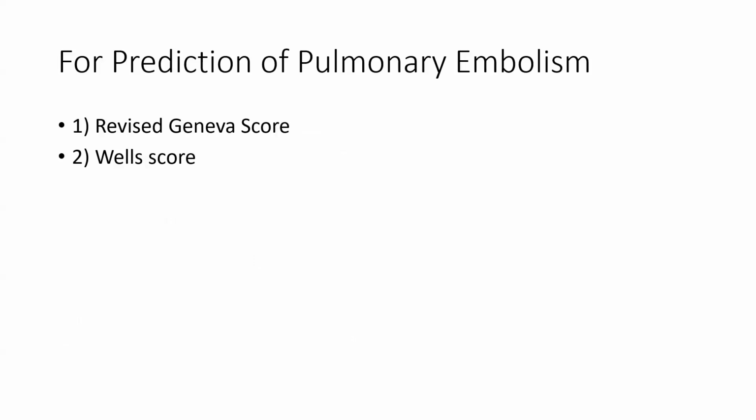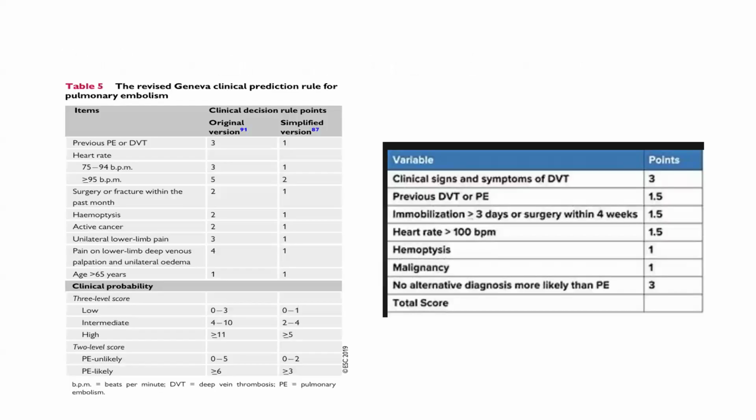Then for prediction of pulmonary embolism, there are two scores which can be used: the revised Geneva score and the Wells score. So let's see what the revised Geneva score is. The revised Geneva score includes components like previous history of PE or DVT, heart rate ranging from 75 to 94 or more than 95, surgery or fracture within the past month, hemoptysis, active cancer, unilateral lower limb pain, pain on lower limb deep vein palpation and unilateral edema, and age more than 65 years.